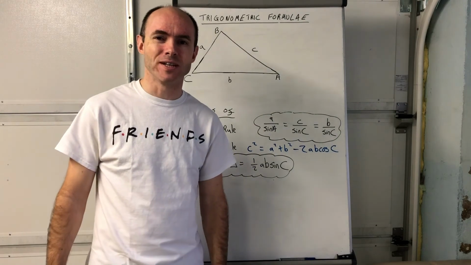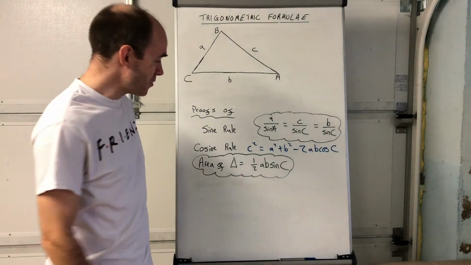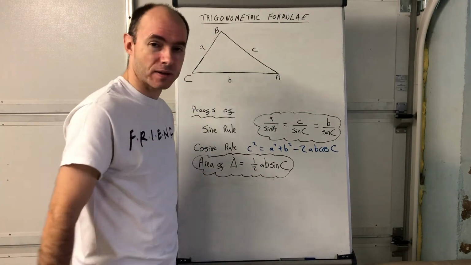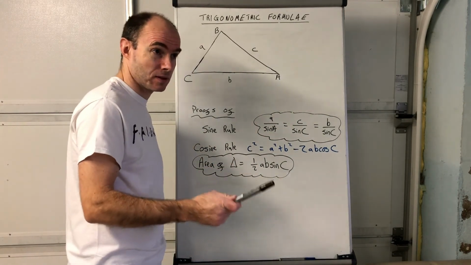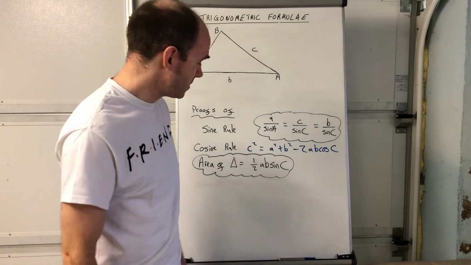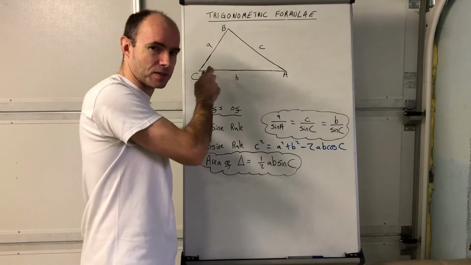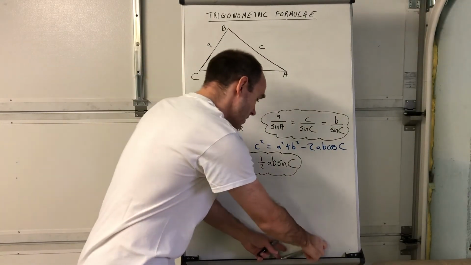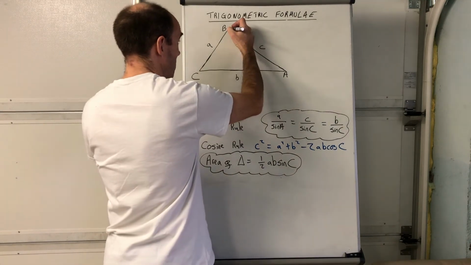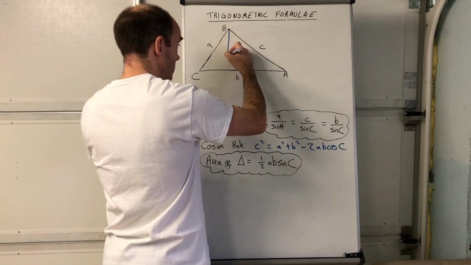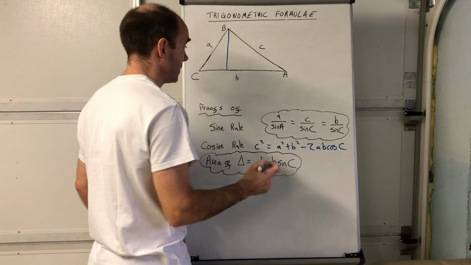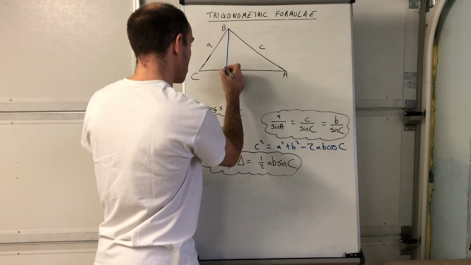Hiya, how's it going? Right, in today's video I'm going to look at proving these results here. Side C, angle C. And the method is by first of all dropping a perpendicular from B down to the base here, and I'm going to show it's a right angle triangle here.